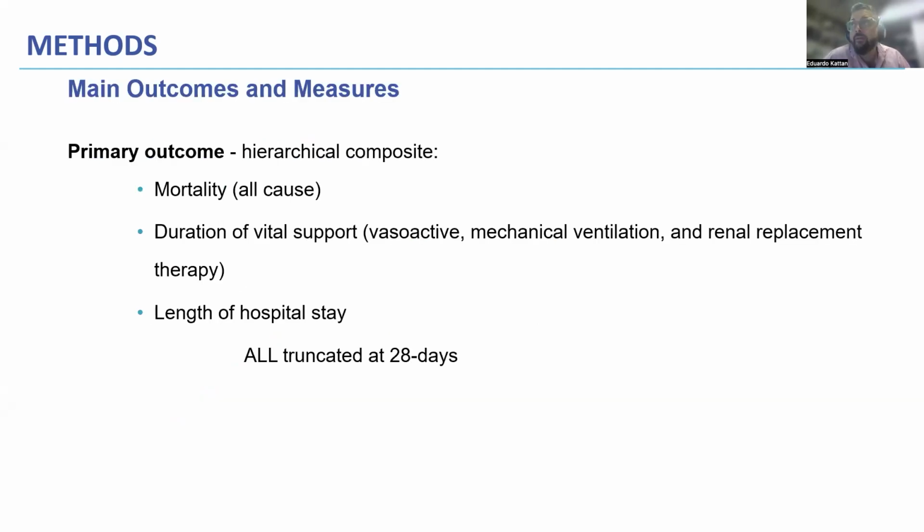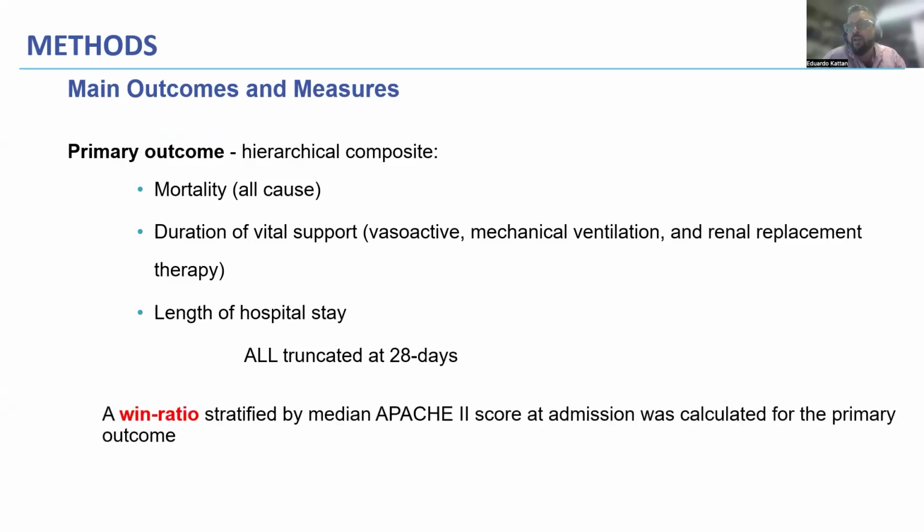Our primary outcome was a hierarchical composite outcome that included mortality as the first tier, then duration of vital support, which included time from randomization until the last of these was stopped, either vasoactive drugs, mechanical ventilation, or renal replacement therapy, and length of hospital stay at 28 days. And we calculated a win ratio.